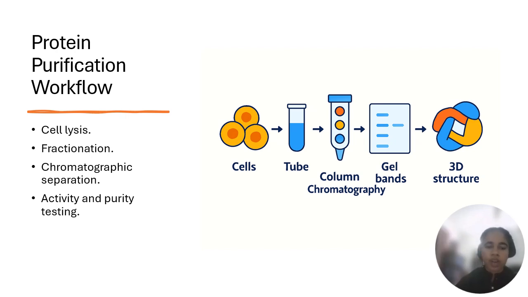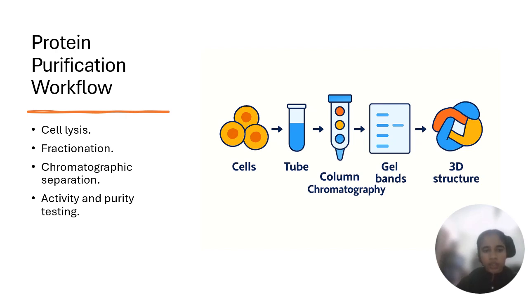So everything starts with cells, because proteins exist inside cells, so they have to be opened up, broken down, broken up. So the first step is cell lysis, where we break open the cells and release all the contents. So there will be proteins, lipids and other molecules. This is a crude mixture, called a crude extract.